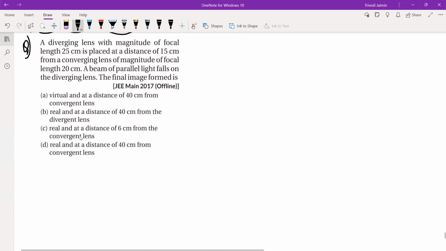Okay, this one you can do, I think so. A diverging lens of magnitude of focal length 25 centimeter is placed at a distance of 15 centimeter from a converging lens of magnitude focal length 20 centimeter. A beam of parallel rays falls on the diverging lens. The final image formed is something. It's something you find out.